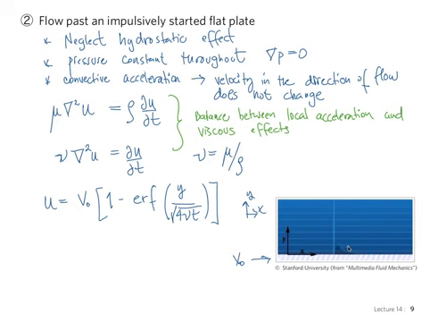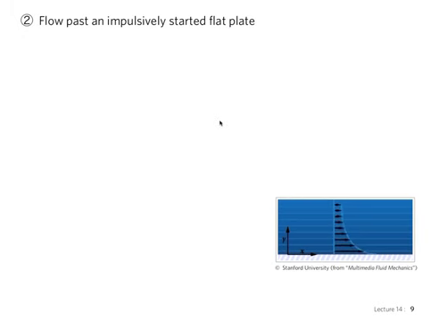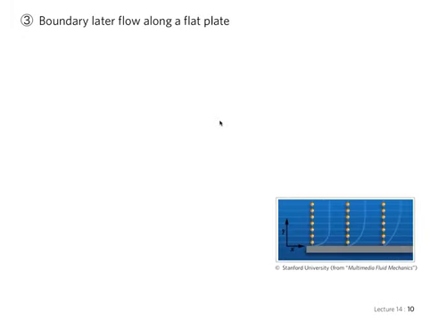In this case, consecutive layers of fluid. Let's look at the next one, which is boundary layer flow. This is the one that is actually steady, okay? This is the one that is actually steady, boundary layer flow.